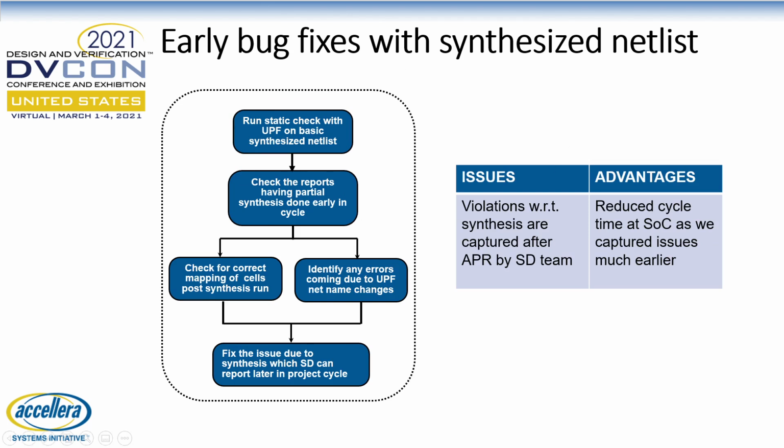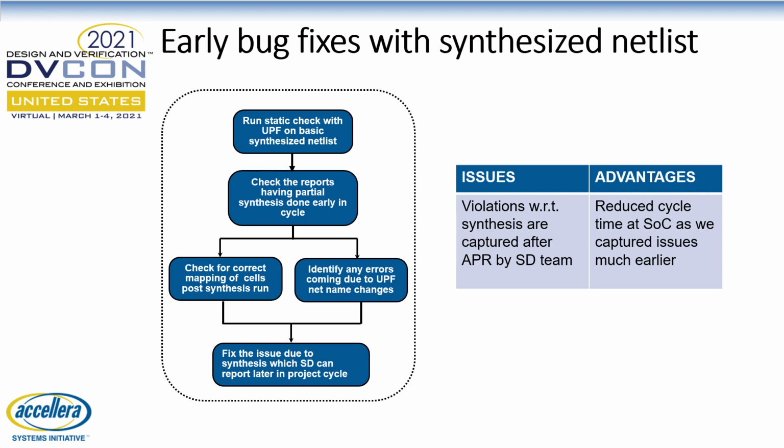The other was early bug fixes with the synthesized netlist. So we have fixed issues by performing low pass static checks on the basic synthesized netlist so that we can catch issues before SD. We ran static checks on UPF created post synthesis. This is basically a vanilla synthesis having only timing constraints and power constraints information. There's nothing related to floor planning or PNR.